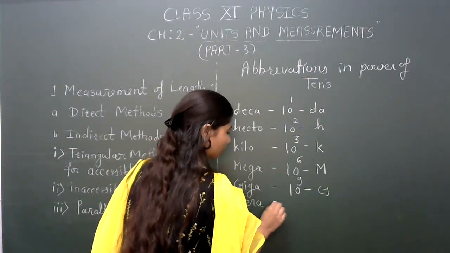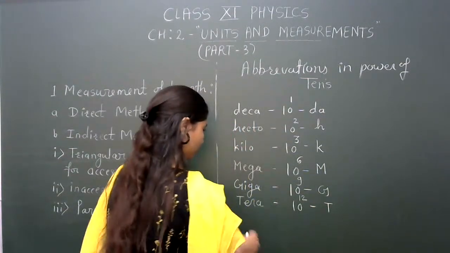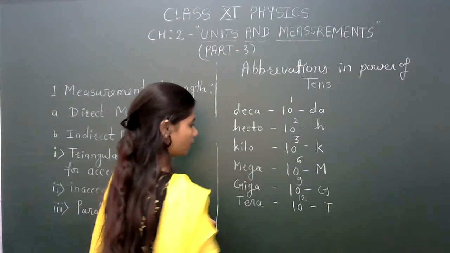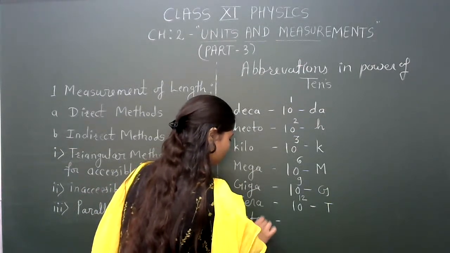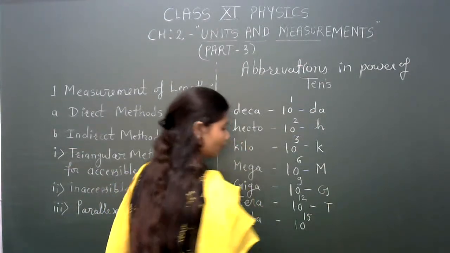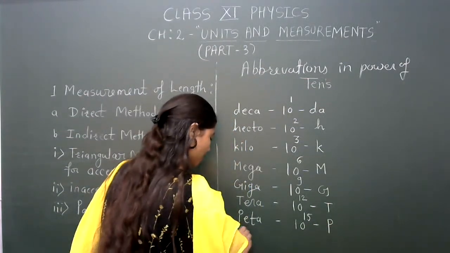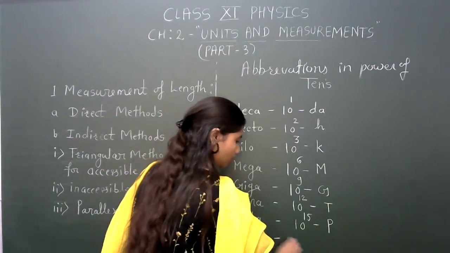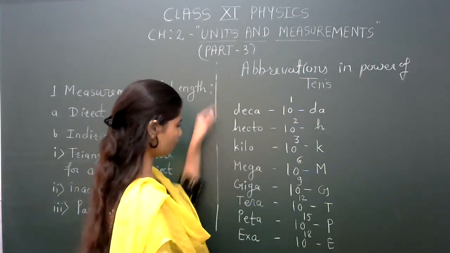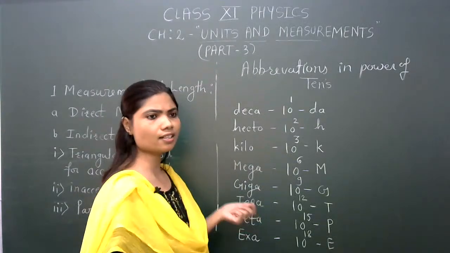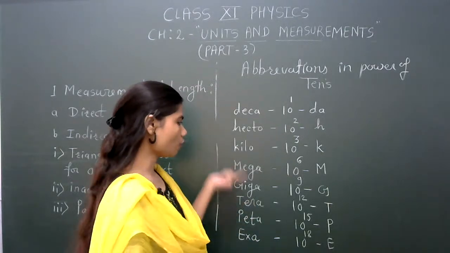Then tera, 10 to the power 12, denoted by capital T. Next, peta, 10 to the power plus 15, written as capital P. The last is exa, 10 to the power 18, written as capital E. I have considered only these, which are commonly used. Otherwise, you can go through 10 to the power 4 as well.